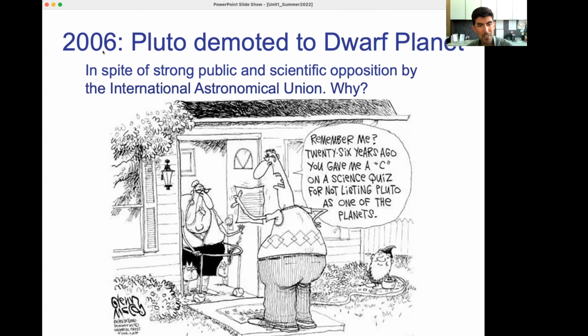In 2006, Pluto was demoted from a planet to a dwarf planet. What does this mean? There was strong public and scientific opposition to this decision from the International Astronomical Union. The International Astronomical Union is in charge of defining the objects that exist and can be given names in space. But ultimately, they needed to give a definition of a planet that was consistent and could be applied across the broad spectrum of objects.